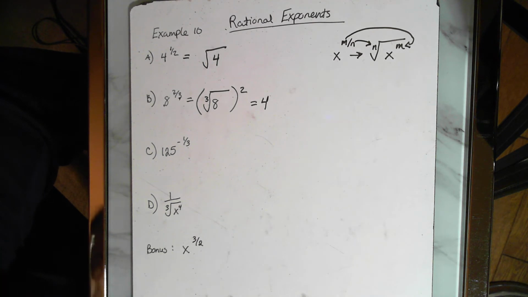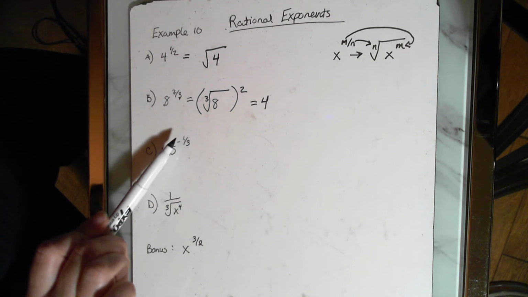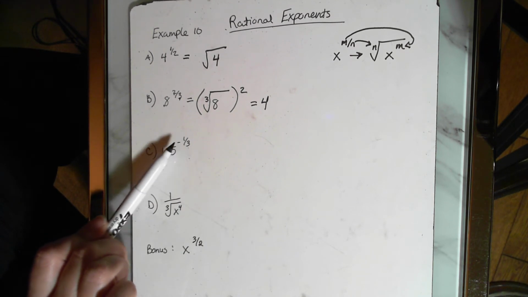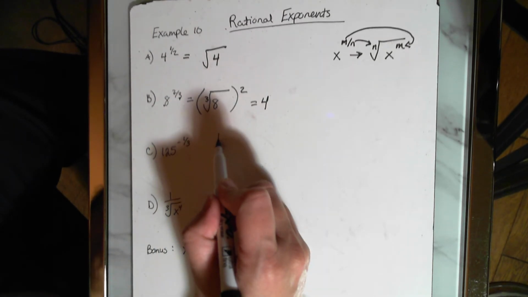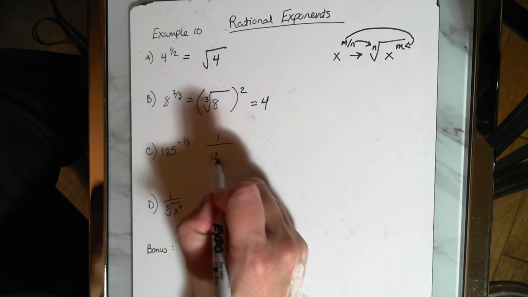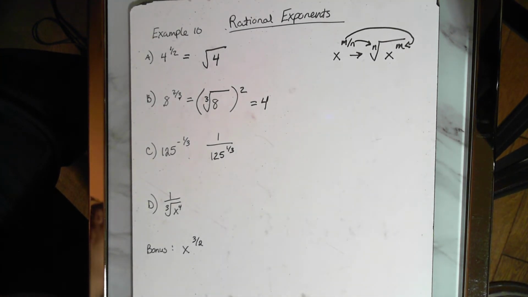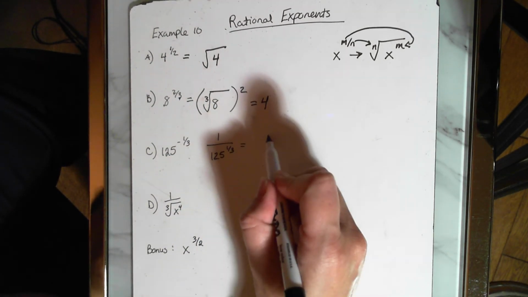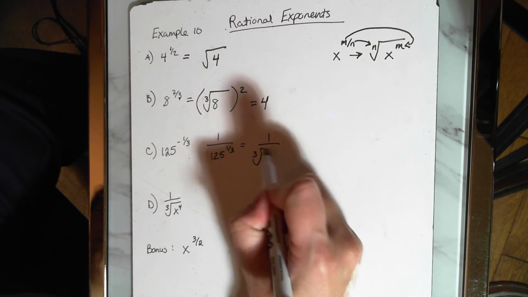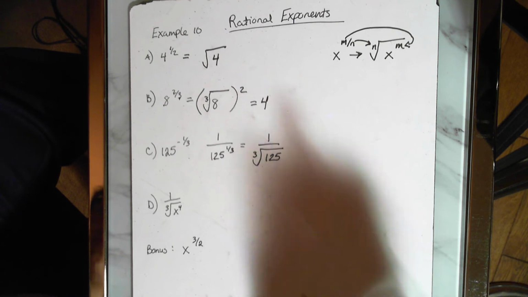Okay, now for the next one, you have 125 to the negative 1/3 power. The negative power puts this whole thing into the denominator. And then you can do the root of 125. So this would be 1 over the cube root of 125.